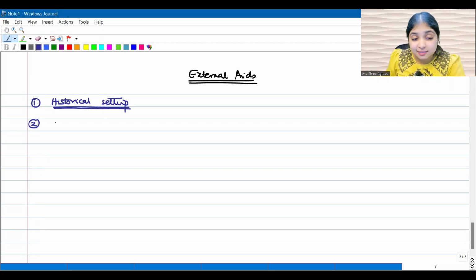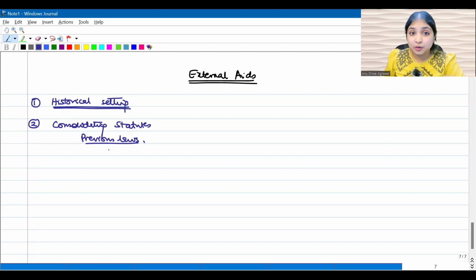The second external aid is consolidating statutes and previous laws. See, previous laws you know very well. For example, if you're reading the Companies Act 2013 and if you need help with interpretation, you can take help of the Companies Act 1956. You can take help of the previous law, the earlier law.